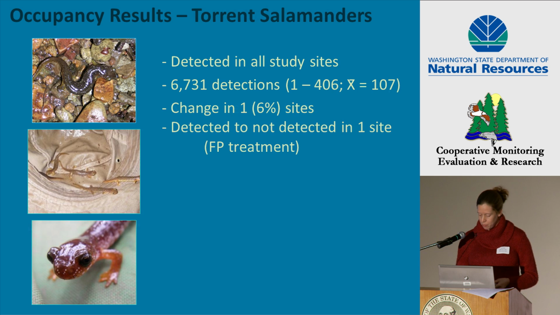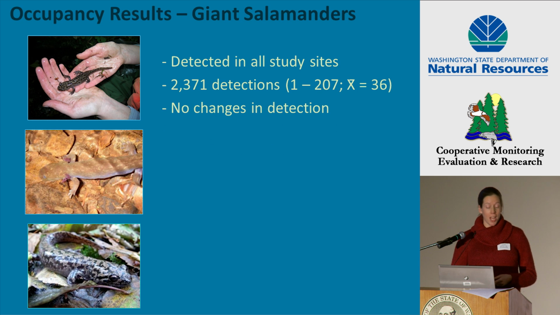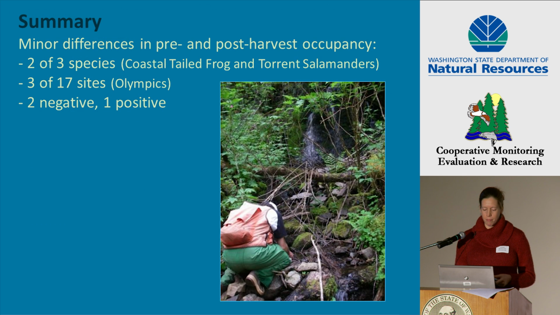practices treatment. And then for our giant salamanders, we again detected this species across all study sites. We saw nearly 2,400 animals detected across all study years, and the number per site and year ranged anywhere between 1 to 207 with an average of 36. And we did not observe any changes in detection across the study sites for the pre to post-harvest periods.